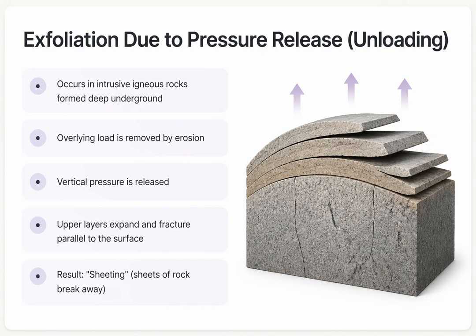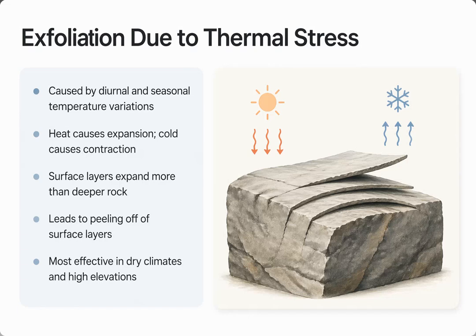Imagine intrusive igneous rocks that formed deep beneath the Earth's surface under tremendous pressure. As the overlying rock is eroded away over millions of years, that immense weight is lifted. This vertical pressure release allows the newly exposed upper layers of the rock to expand outward. As they expand, they fracture parallel to the surface, causing large sheets of rock to peel away in a process called sheeting.